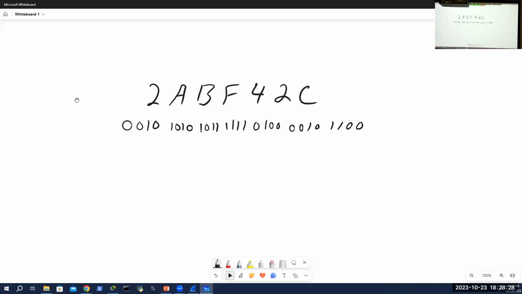And then to convert the opposite way, I'll just do a simpler binary number.